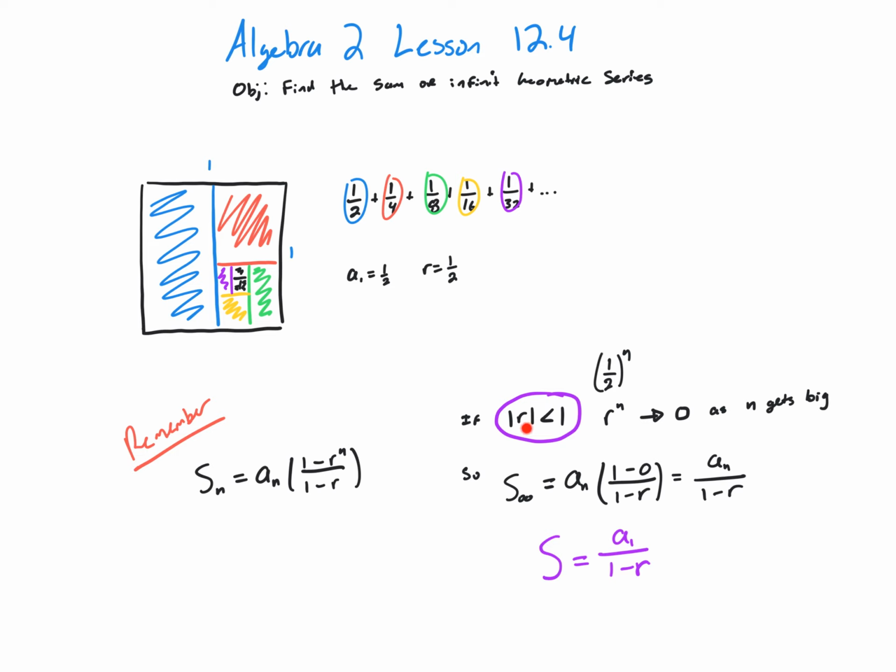The infinite sum exists only if the common ratio r has an absolute value less than 1. If it is bigger than 1 or equal to 1, then it will not have a sum, because these terms will keep getting larger and larger and larger, and we won't come to a sum.